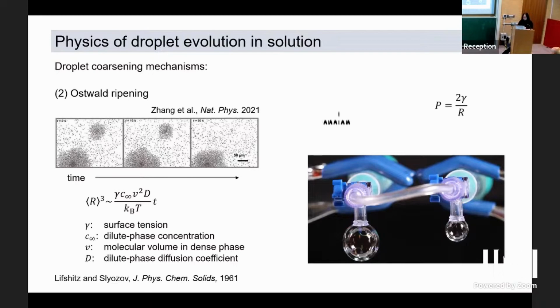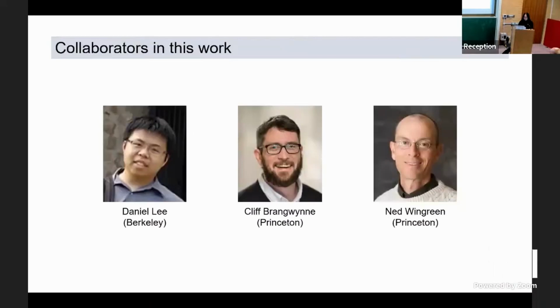So if we measure this in the chromatin, if we observe the droplets in the chromatin, do we see the same behavior? This is the question we started with.